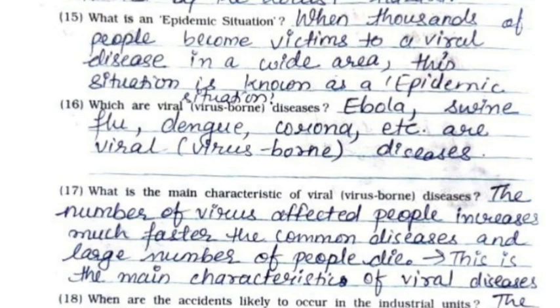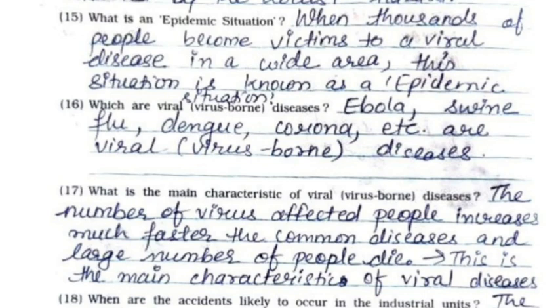15th, what is an epidemic situation? When thousands of people become victims to a viral disease in a wide area, the situation is known as an epidemic situation. 16th, which are viral or virus borne diseases? Ebola, swine flu, dengue, corona, etc. are viral or virus borne diseases.